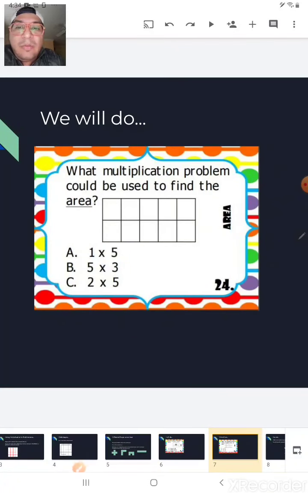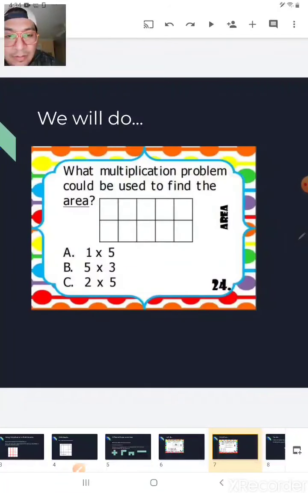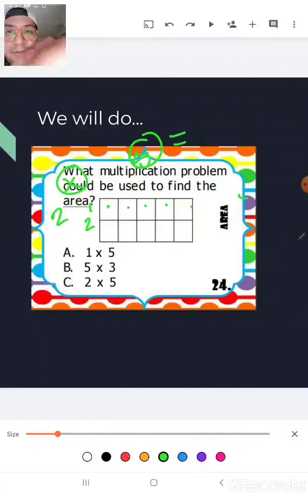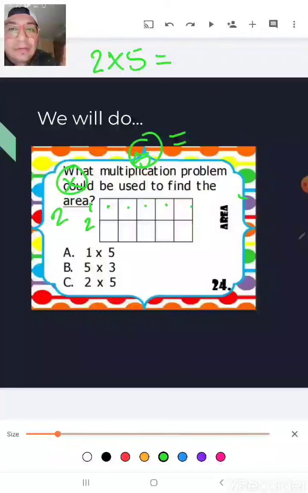Here in this slide, it says, what multiplication problem could be used to find the area? Remember, we talked about how we can solve the area using multiplication facts. And since we know our facts, then this should be very simple or easy for us to do. So let's count the first, our height. We have 1 and 2. So I'm multiplying 2 times 1, 2, 3, 4, 5 times 5 equals what? So the problem is 2 times 5 equals 10.